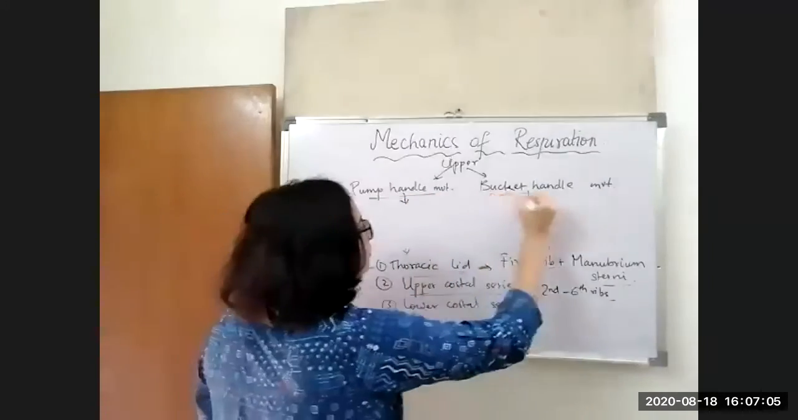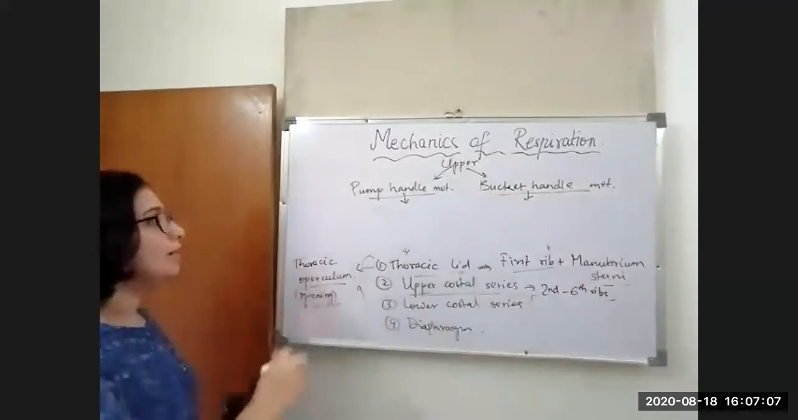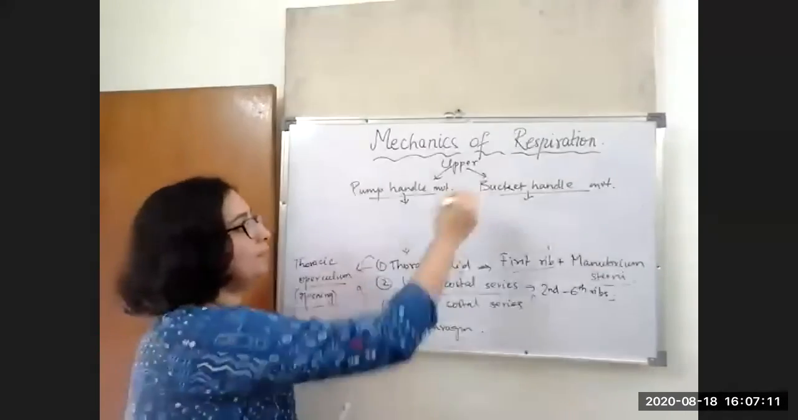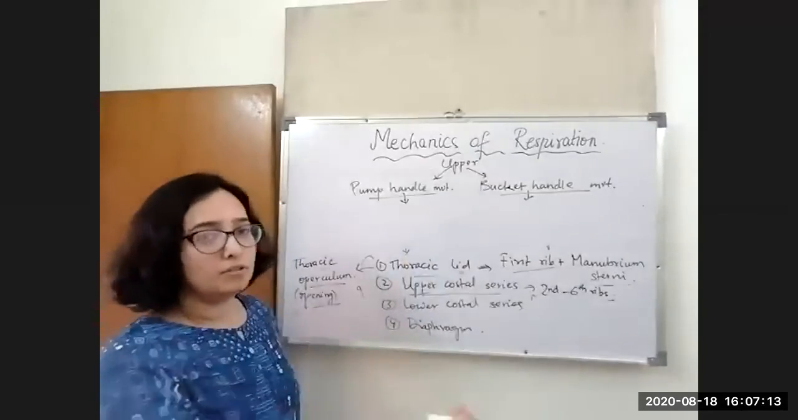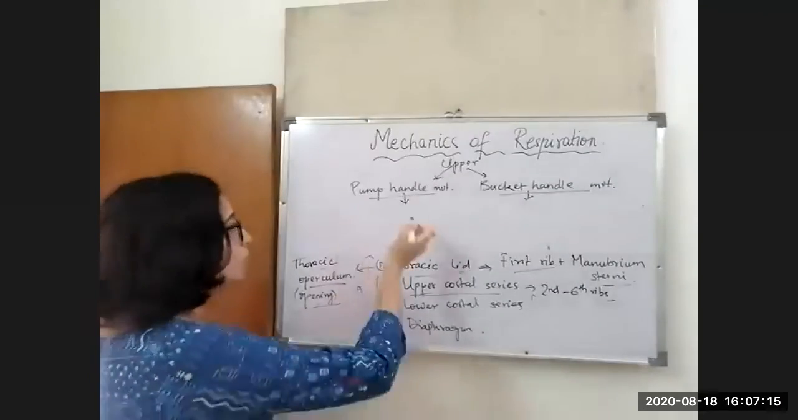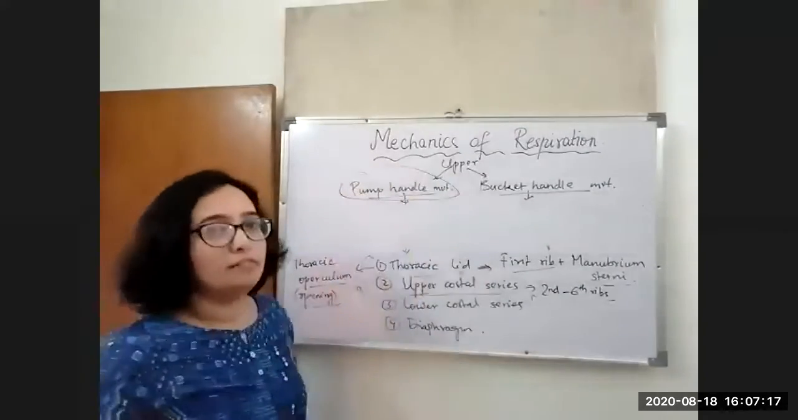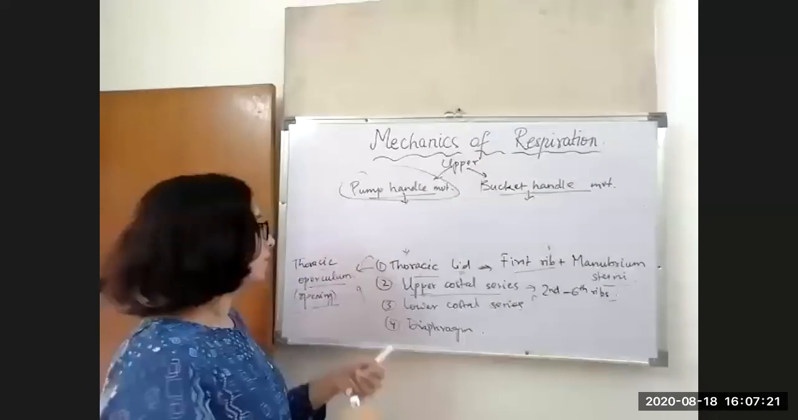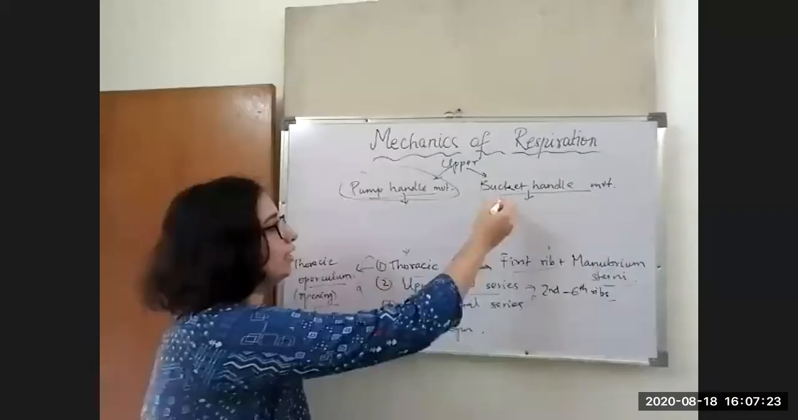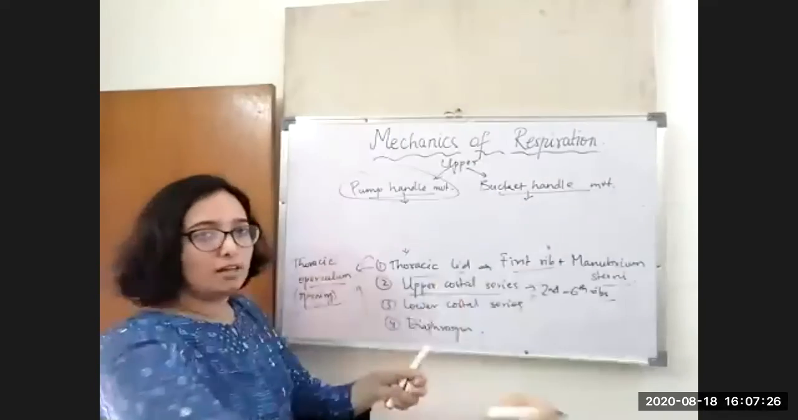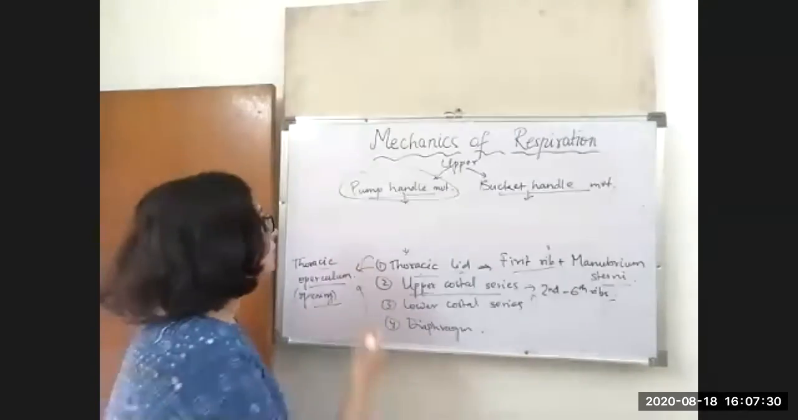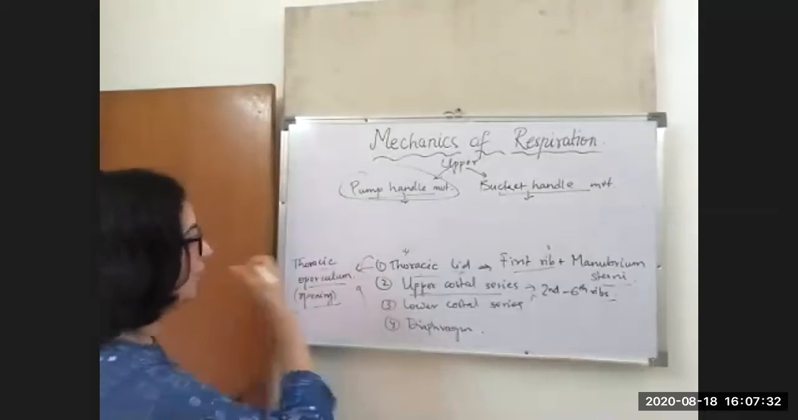Now what are these? Pump handle movement, as you can imagine, is in the vertical direction, and bucket handle is in the transverse or horizontal direction. So pump handle, what will it cause? It will cause the vertical displacement of our thoracic cage, and bucket handle will cause the transverse displacement of our thoracic cage.